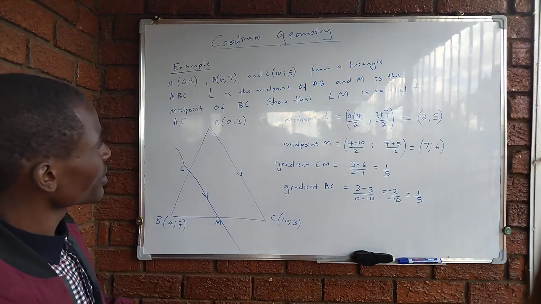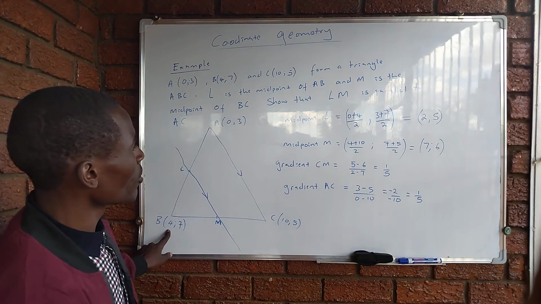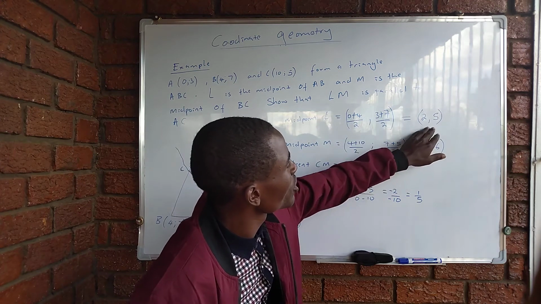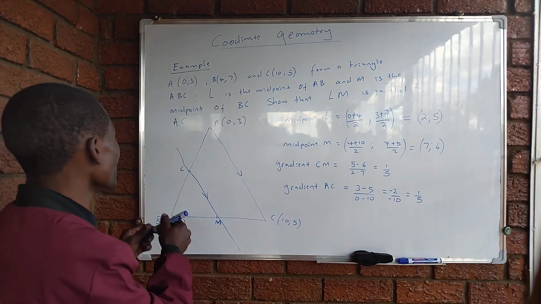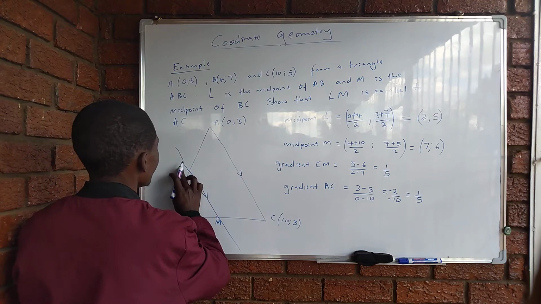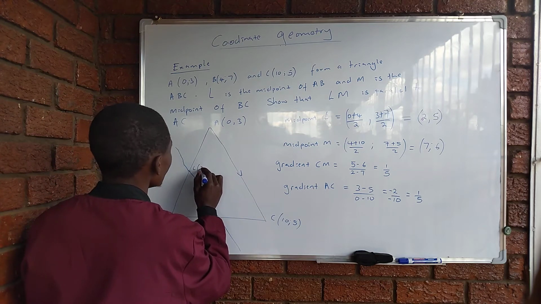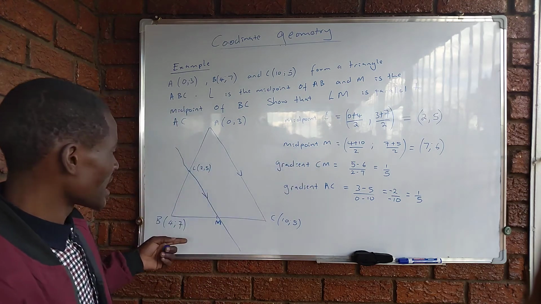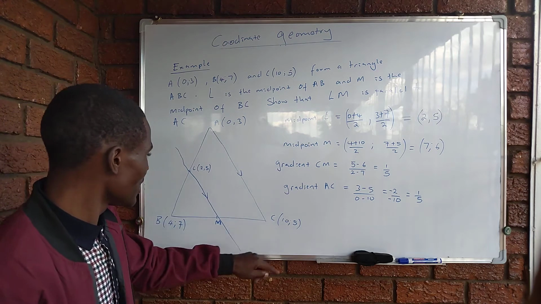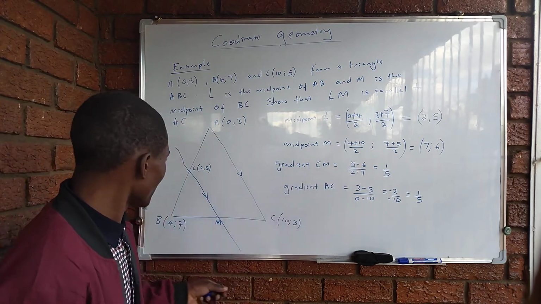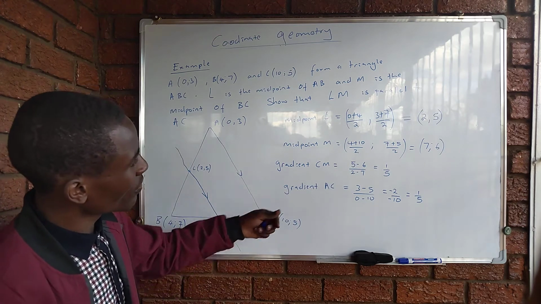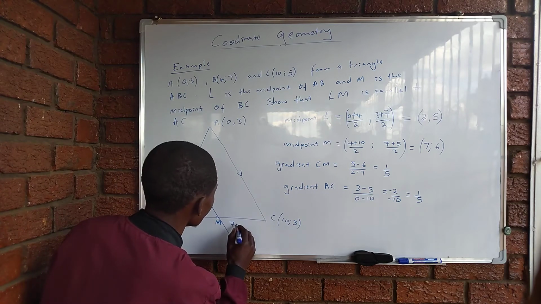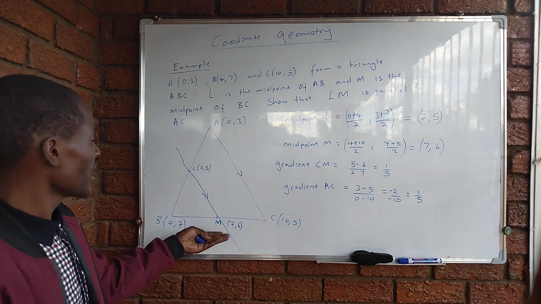the midpoint L is equal to (0 plus 4) over 2, and (3 plus 7) over 2, which is 2 and 5. This is midpoint L. So point L is at (2, 5). Then midpoint M: 4 plus 10, which is 14 over 2, is 7. Then 5 plus 7, which is 12 over 2, is 6. So point M is at (7, 6). Don't get lost on how to calculate the midpoint.